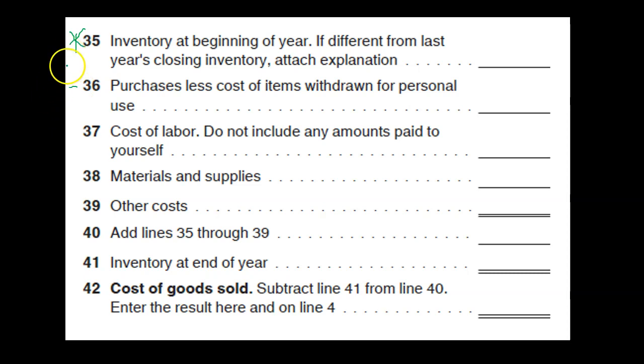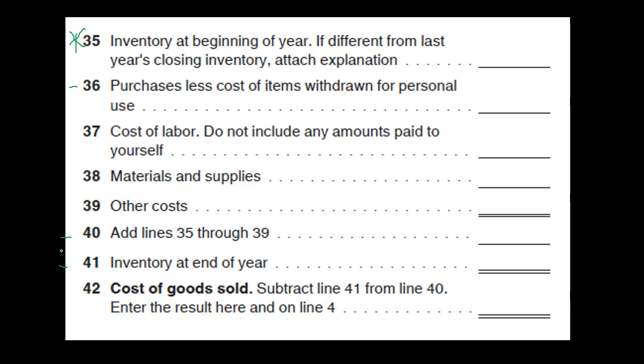So you'd have the beginning inventory plus the purchases, and that would give you the amount available for sale. If you're talking about financial accounting, that would be lined up on line 40 here. And then you would take the ending inventory at the end of the year and subtract it from the amount that was available for the year, and that would give you the cost of goods sold.